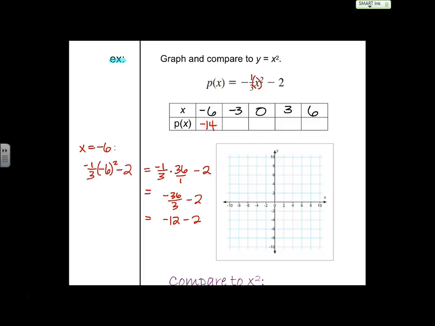Alright, kiddos, let's see what you got. So when you plugged in -3, final answer? -5. Then -2, then -5, then -14. Now, if anybody made a mistake on that, we'll talk about those mistakes in a second.